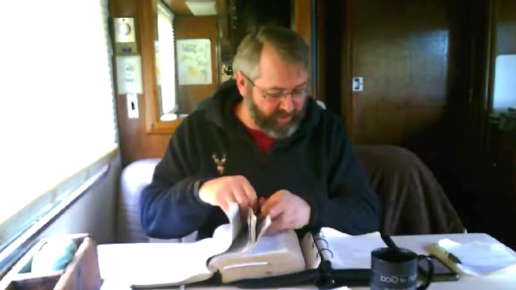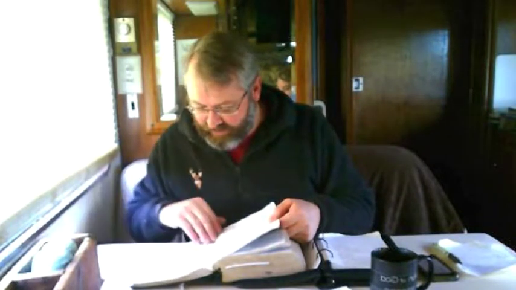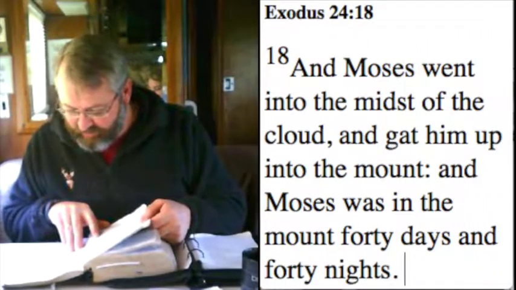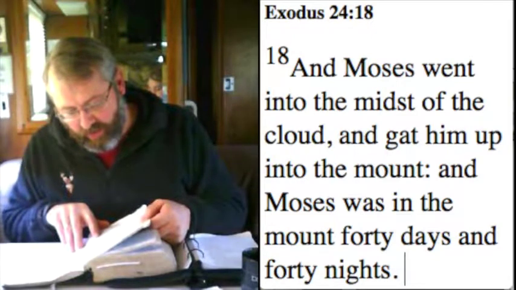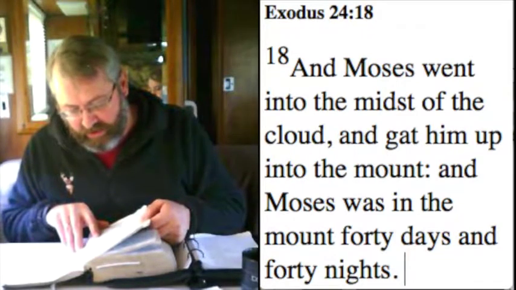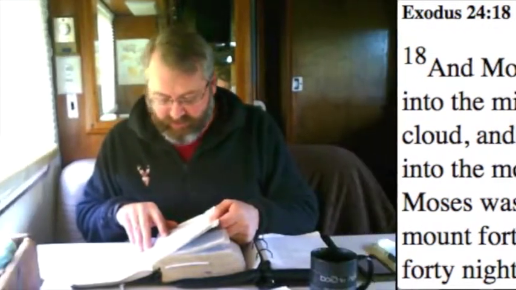Okay, so we saw in Deuteronomy 9:9 that Moses went up, abode in the mount 40 days and 40 nights. And we also see that in Exodus 24:18, and Moses went into the midst of the cloud and got him into the mount, and Moses was in the mount 40 days and 40 nights. The same thing, different mount, same mount. Was it Sinai or was it Horeb?